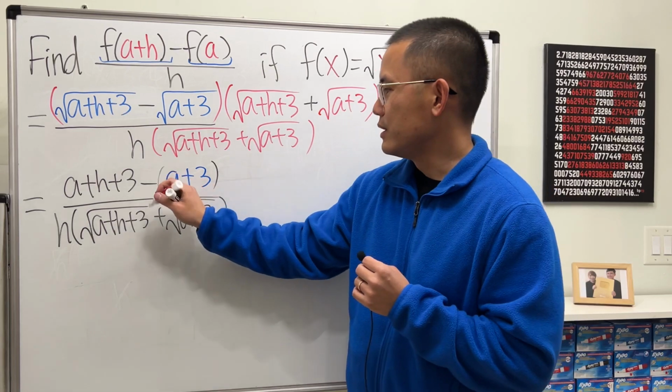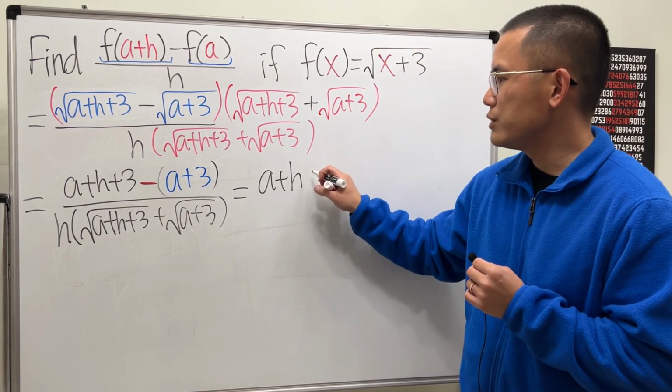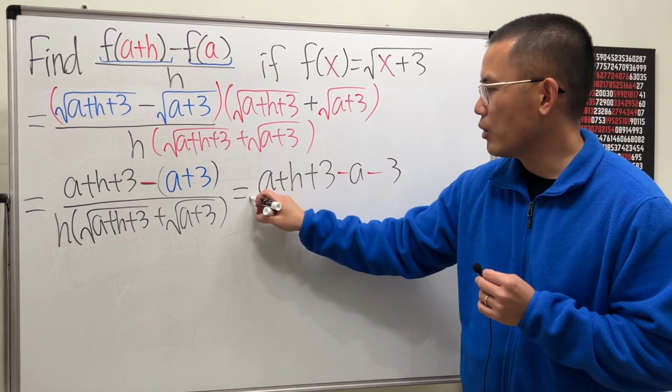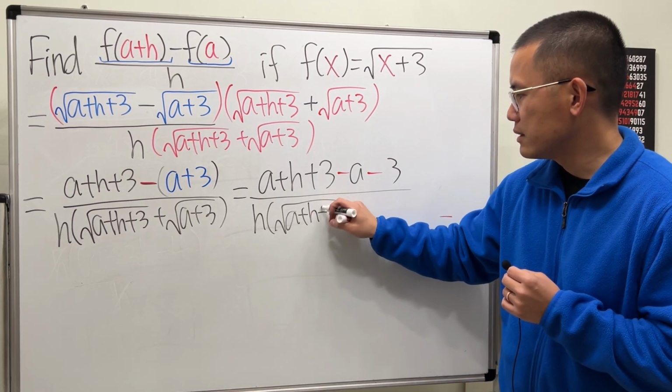So now, distribute this negative. So we will get a plus h plus 3 minus a minus 3 all over that thing. So I'm going to write this down one more time.